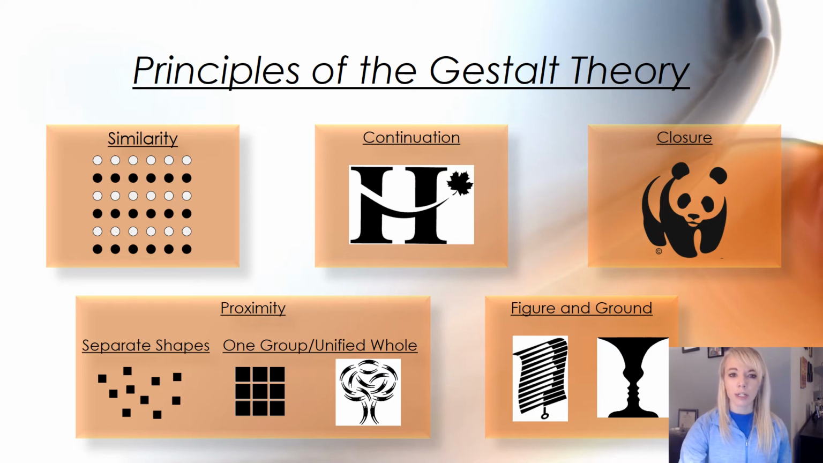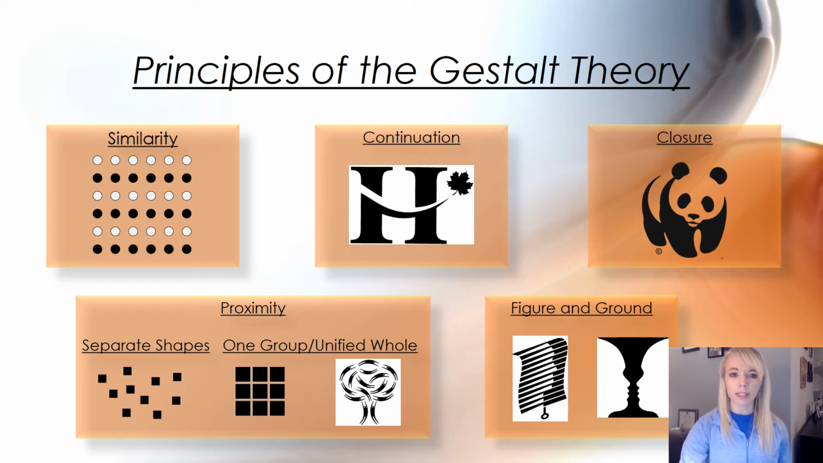Number 2 is continuation. This is when our eyes perceive the main object, follow the path through it, and then see the other object. In this image, we perceive first the letter H, then follow the line through it to the leaf. Number 3 is closure. This is where our brains complete the object that is not drawn all the way, like the panda. There's enough of the panda drawn for our brains to finish the image.